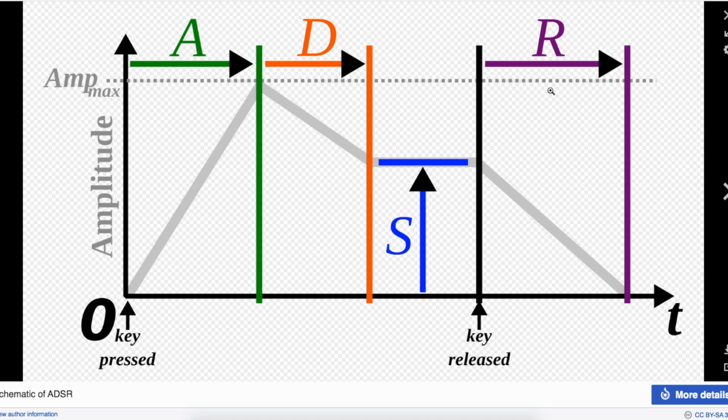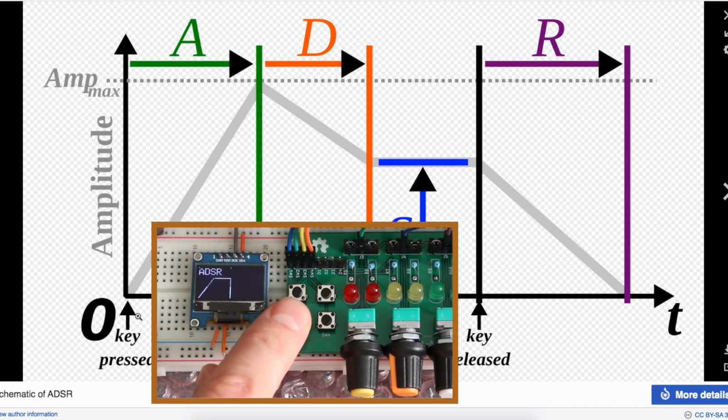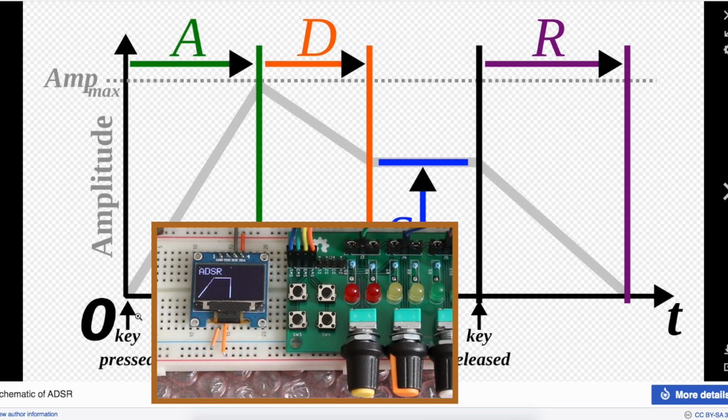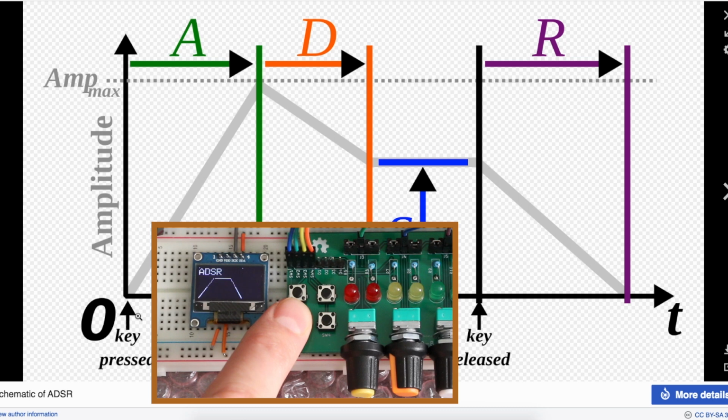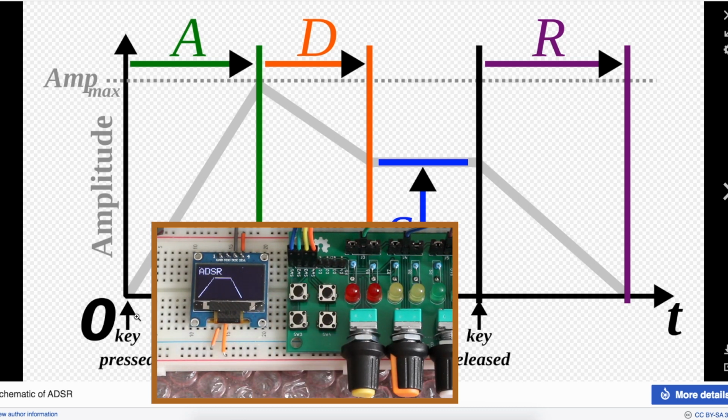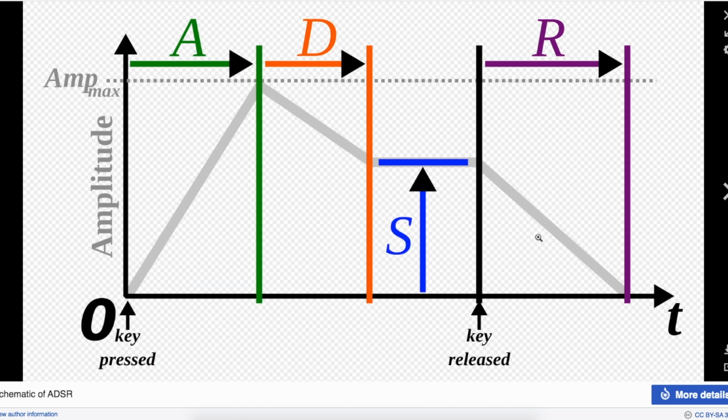Then the release parameter controls how long it takes when you let the key go until the sound fully dies out. So when you have zero release time, if you let go the key, the tone stops immediately. If you have a longer release time, when you release the key, it will take a while to gradually reduce in volume to zero. By changing all of these parameters, you can change the characteristic of the sound.